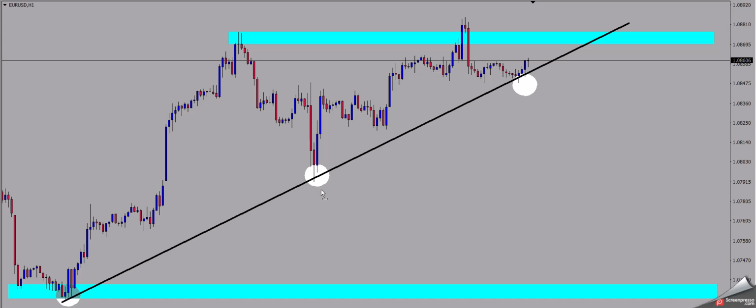We have 1, 2 touches to this resistance area. And as you can see from here, we've actually gone up through it, and then after that, we've actually come back down through it. So that's a nice, good indication that this level is going to hold when we see some type of inducement. When we see some type of inducement at this level, that's a nice indication that the level is going to hold.